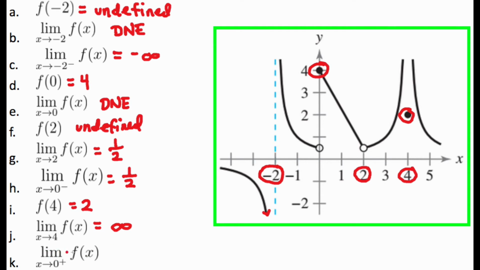Okay, and k, the limit of f of x as x approaches 0 from the right side. So we're approaching from the right side of 0 right here. It looks like it's 4.